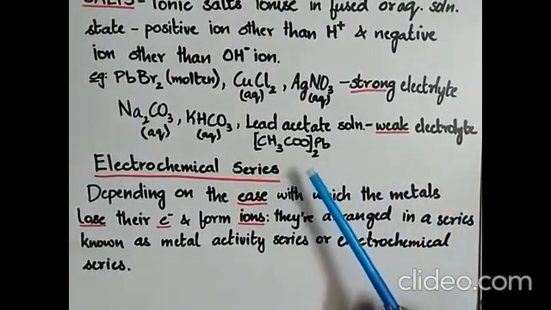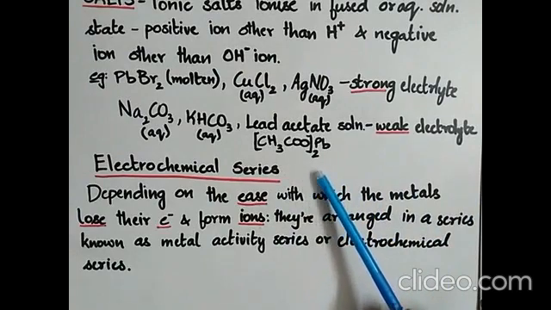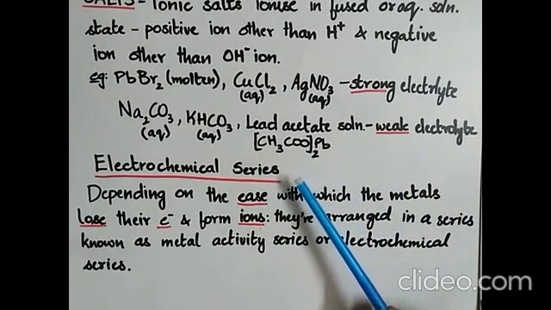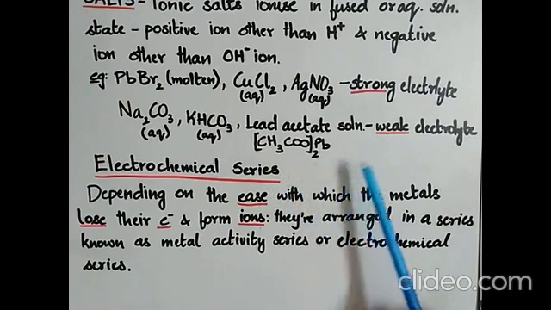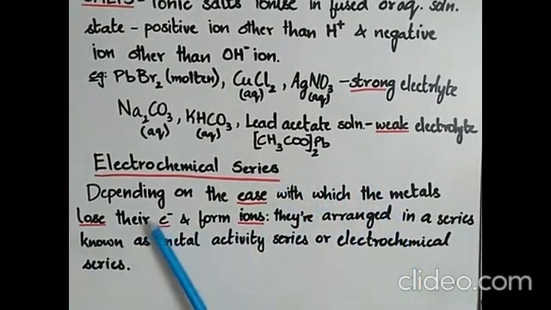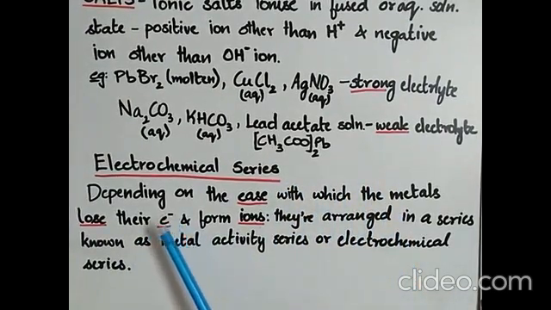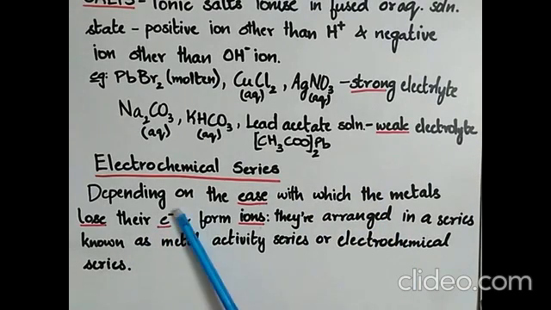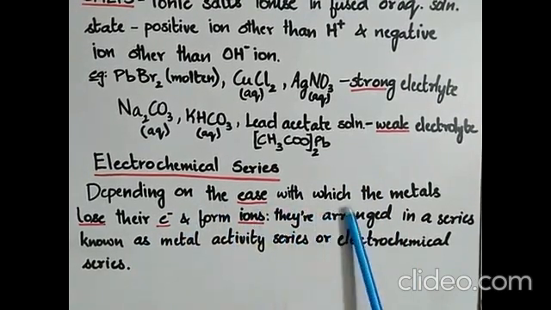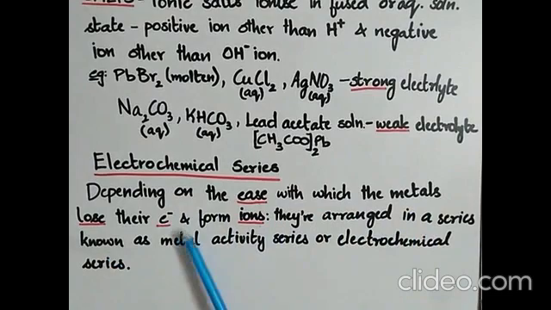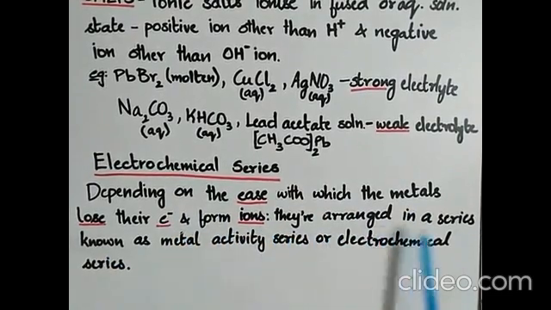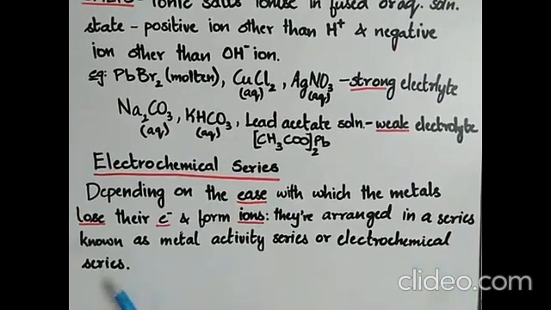You have heard about activity series. That is, the metals arranged in the descending order of their reactivity. Same as that, it is also called as electrochemical series. So here we'll study about how easily the metals lose their electrons. Depending on the ease with which the metals lose their electrons and form ions, they are arranged in a series known as metal activity series or electrochemical series.